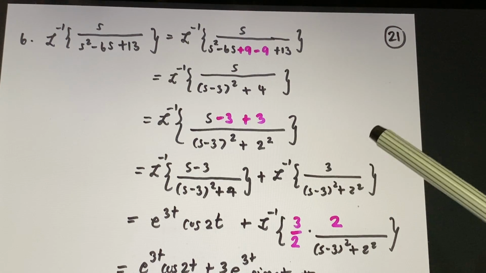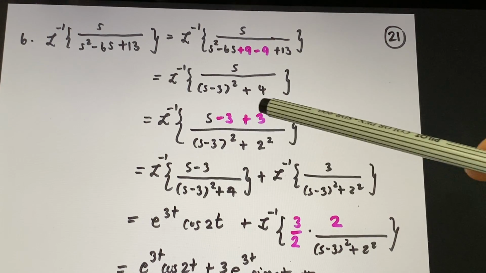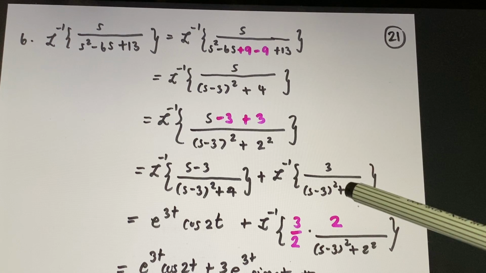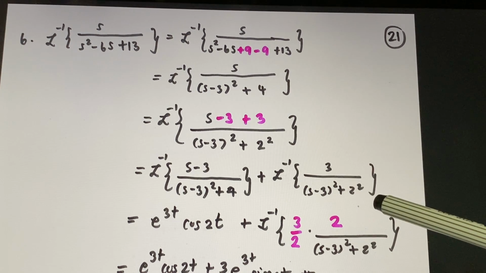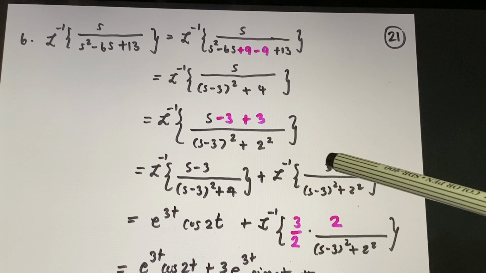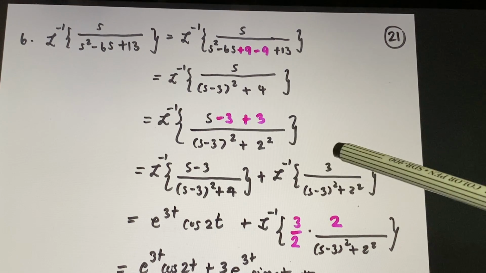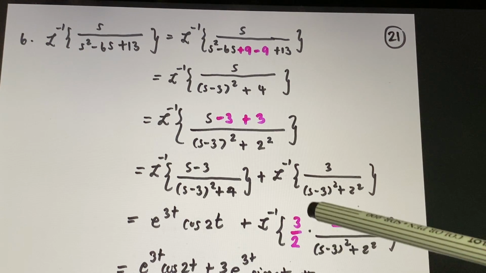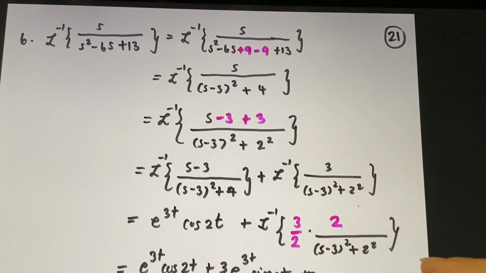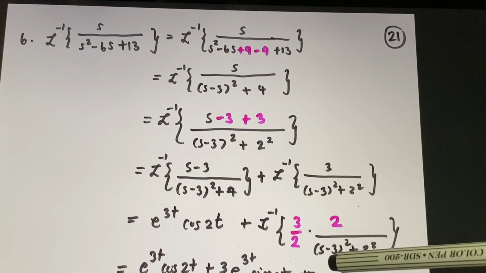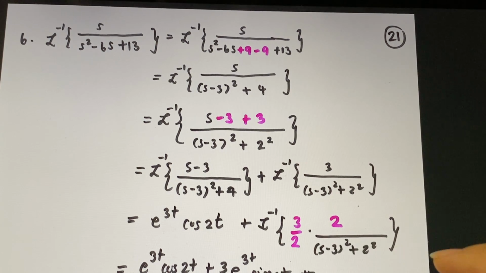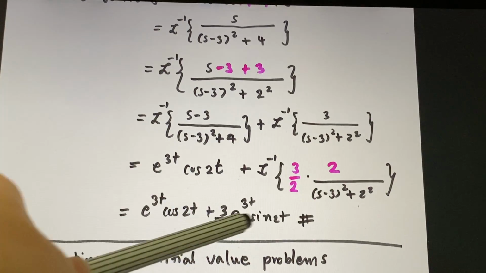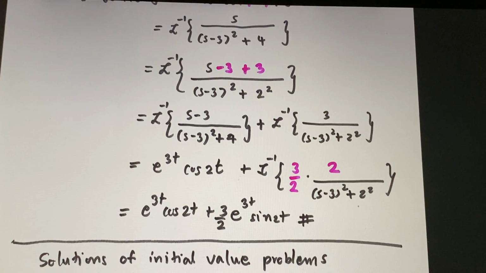How about this side? It's 3 divided by s minus 3 squared plus 2 squared, because it comes from the second term. But as you see, to make it become sine 2t, the top part should have 2 here. So I just put 2 here and divide by 2 too, and I have the new constant 3/2. And we have to shift 3 units, so I need to multiply by e to the 3t and then sine 2t.